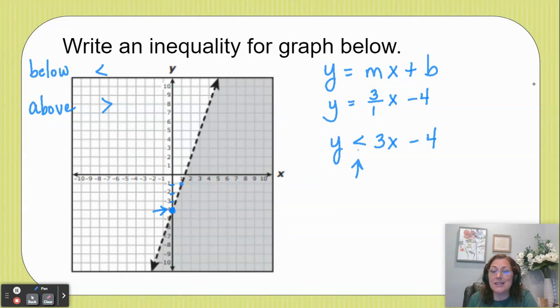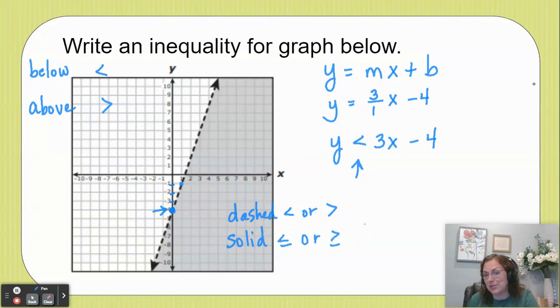Last thing I need to decide is, do I put an equal to underneath this less than? Well, because this is a dashed line, you don't put the equal to. Dashed lines are less than or greater than. Solid lines are less than or equal to or greater than or equal to. So in this case, we're going to leave that less than just as it is. And now I've got y is less than 3x minus 4.